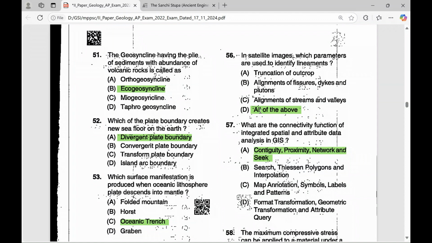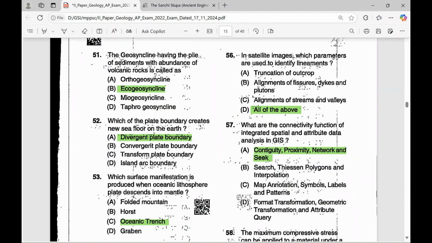Hello, so let's proceed to part 2 of the assistant geology paper of MPPSC. Last time we did 50 questions, so now we will again solve another 50 questions. So let's begin. The first question, question 51.